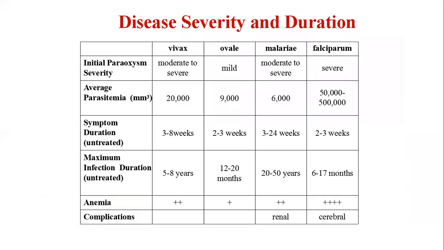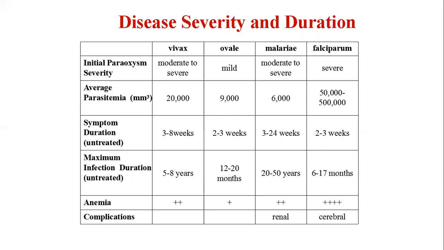Now we can say that about the discovery, disease severity and duration. Four different species of Plasmodium can infect human beings, from moderate to severe. In the case of vivax and malariae, the infection is moderate to severe, whereas in the case of ovale it is mild, and in the case of falciparum it is always severe. That is why more importance should be given to the study of Plasmodium falciparum.